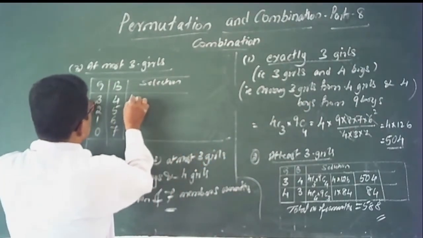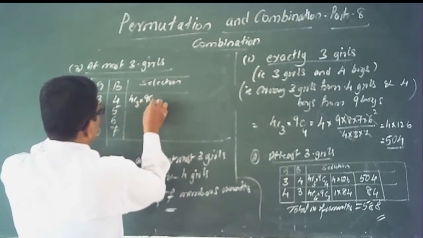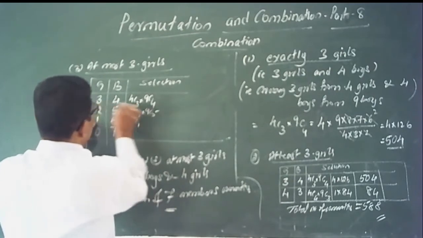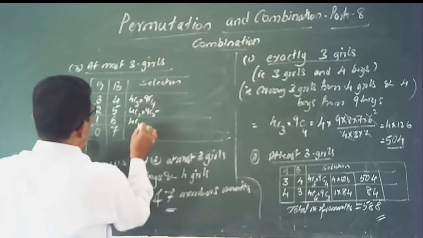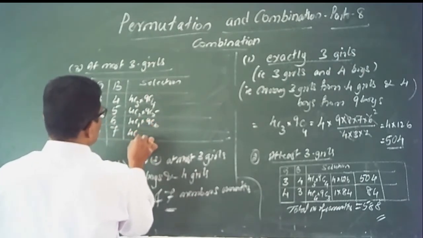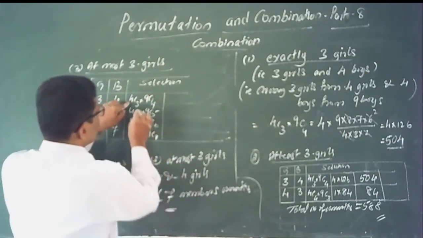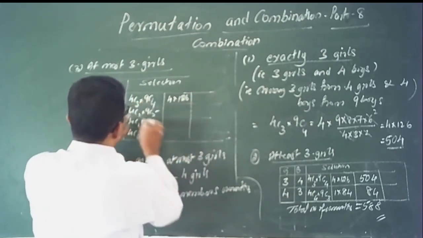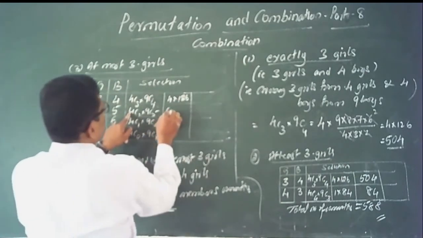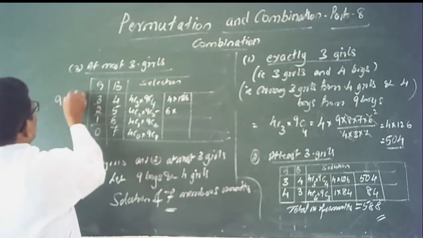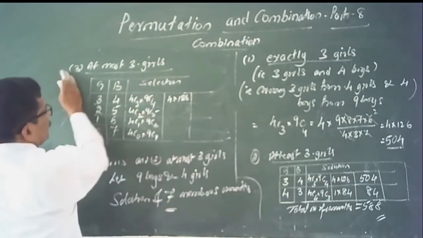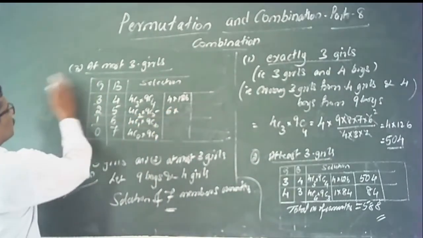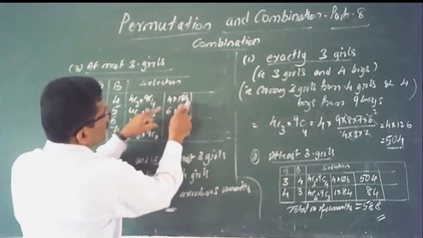You can write 4C3 into 9C4, 4C2 into 9C5, 4C1 into 9C6, and 4C0 into 9C7. Here 4C3 is 4, and 9C4 you already know is 126. And 4C2 means 4 into 3 divided by 2, its value is 6. 9C5 means 9C4, both are the same, its value is 126.